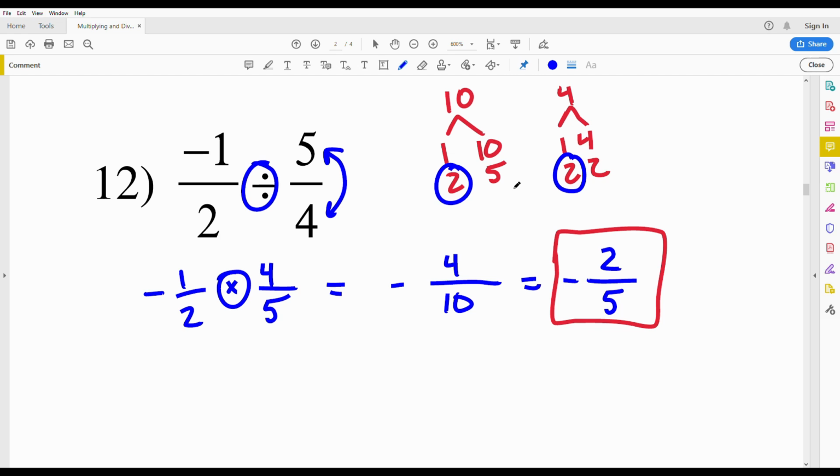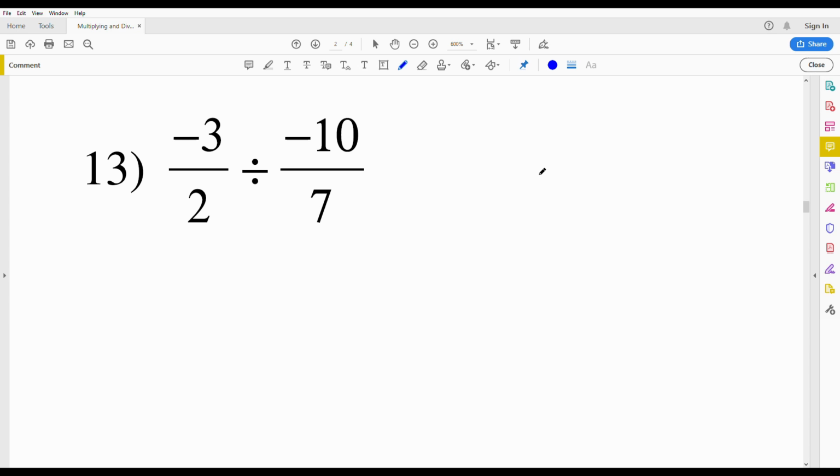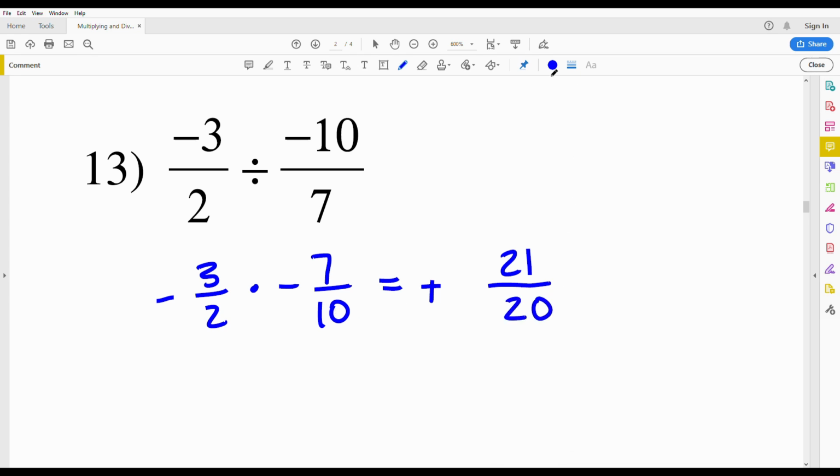Let's move on to number 13. In number 13, we have negative 3/2 divided by negative 10/7. Dividing by a fraction is the same as multiplying by the reciprocal. So I'll do negative 3/2 multiplied by negative 7/10. Negative divided by a negative, or a negative times a negative, is going to be a positive. So my answer is positive. 3 times 7 is 21, and 2 times 10 is 20. So 21/20 is my solution in number 13.